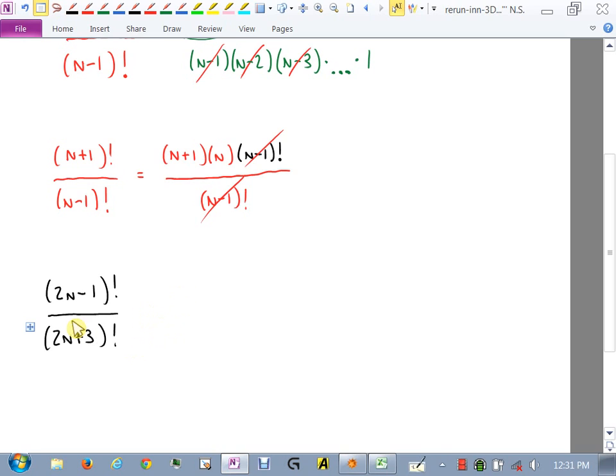So which one is bigger, 2n minus 1 factorial or 2n plus 3 factorial? 2n plus 3? You would think, right? Yes? Okay, so let's try this out. I'm going to start writing the bottom one out. The first term would be 2n plus 3, right? The first factor. Then what? Subtract 1 from that. 2n plus 2. Next one, 2n plus 1. Next one, 2n. Next one, 2n minus 1.